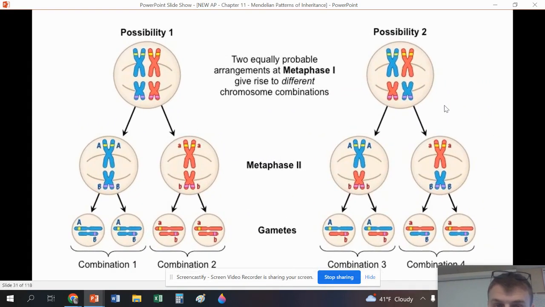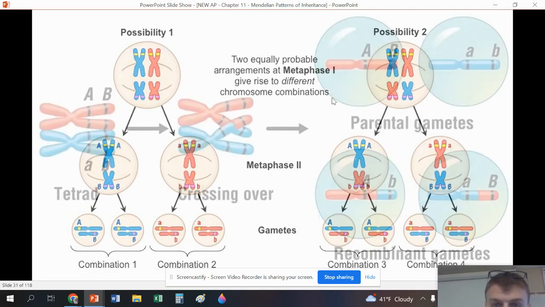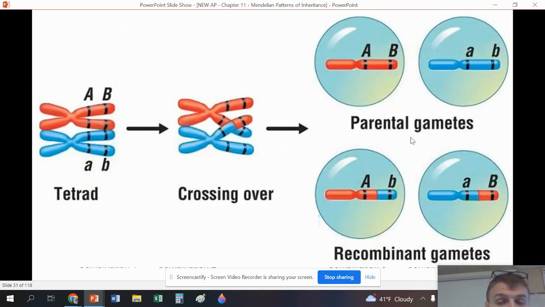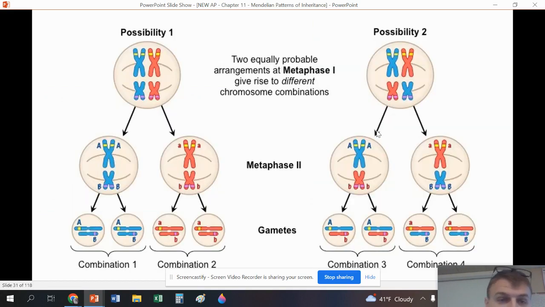What does that mean for us? So as you can see here, we have a number of possibilities where it could be big A, big B, or big A, little b. It can happen either way where each of these is independently assorting from each other. Now, again, what does that mean for us? Before we get there, this can also occur in chromosomes where the alleles are the same. This is just when crossing over occurs. Okay, so this is crossing over or independent assortment.